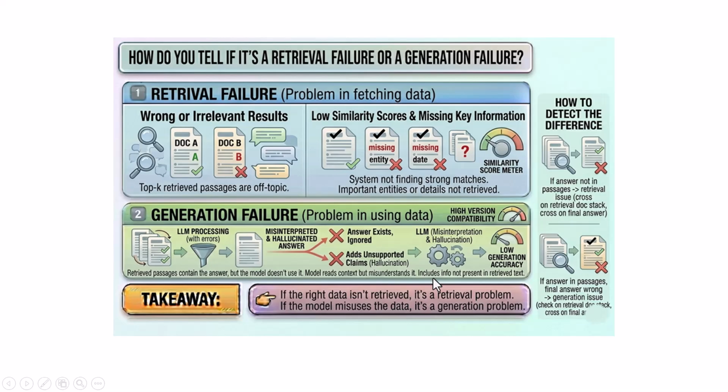So, how can we detect the difference? We can check the retrieved passages first. And then if the answer isn't there, then it is a retrieval issue. And if it is there but the answer is wrong, then it is a generation issue. So, the takeaway is, if the right data isn't retrieved, it's a retrieval problem. And if the model misuses the data, it's a generation problem. Okay?